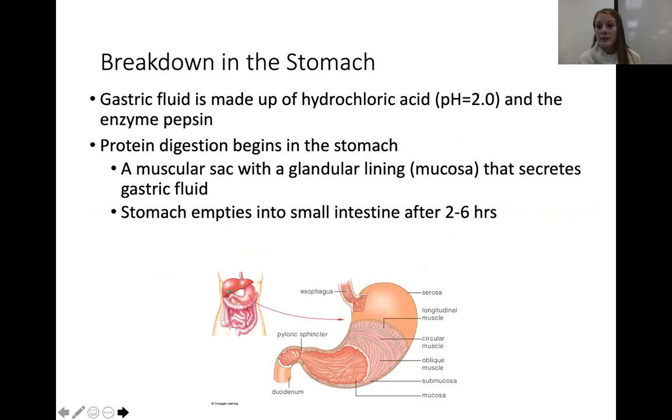Once we're in the stomach, we have some gastric fluid that is made up of hydrochloric acid, which has a pH of 2.0, and also the enzyme pepsin. These enzymes and the acid in our stomach are how our food is broken down chemically and how it is broken into small individual molecules that can be absorbed into our body for nutrients.